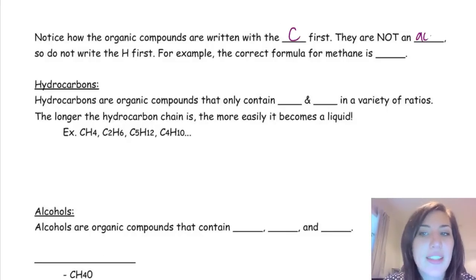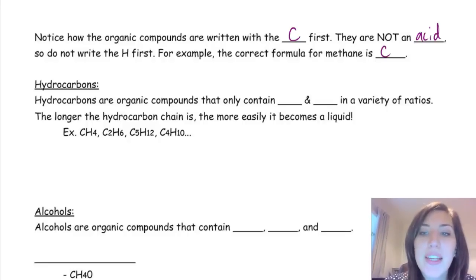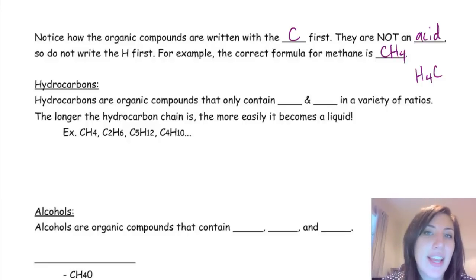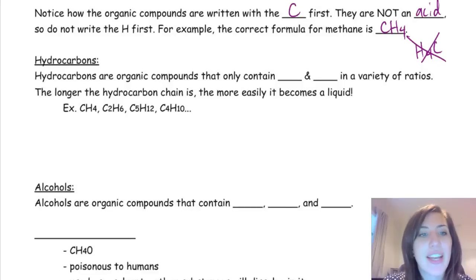They are not an acid, so we do not write the H first. For example, methane is CH4. For the acids, we would have done this H first, but that's incorrect. We have to make sure that our C is first for our organic compounds, because acids are inorganic.